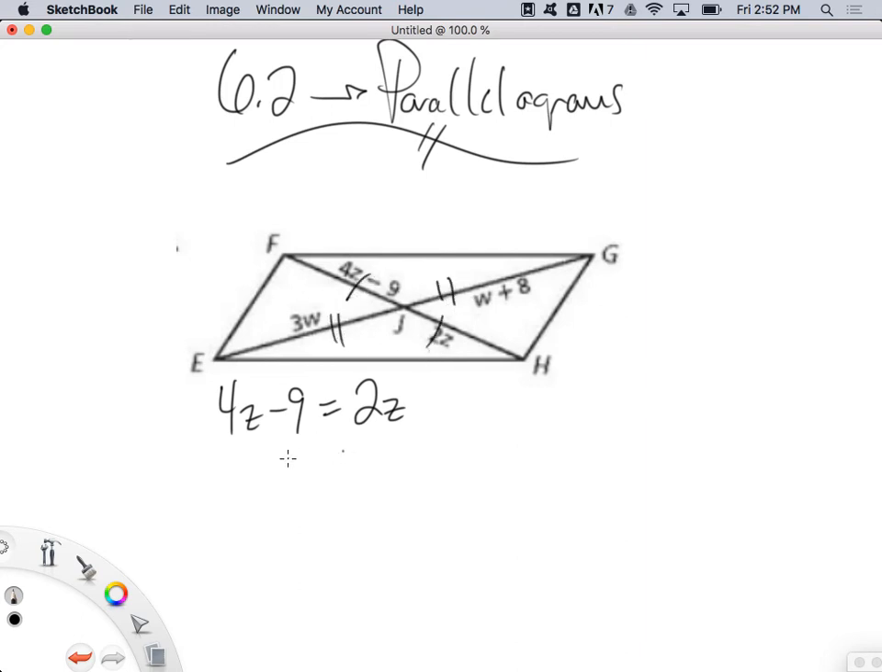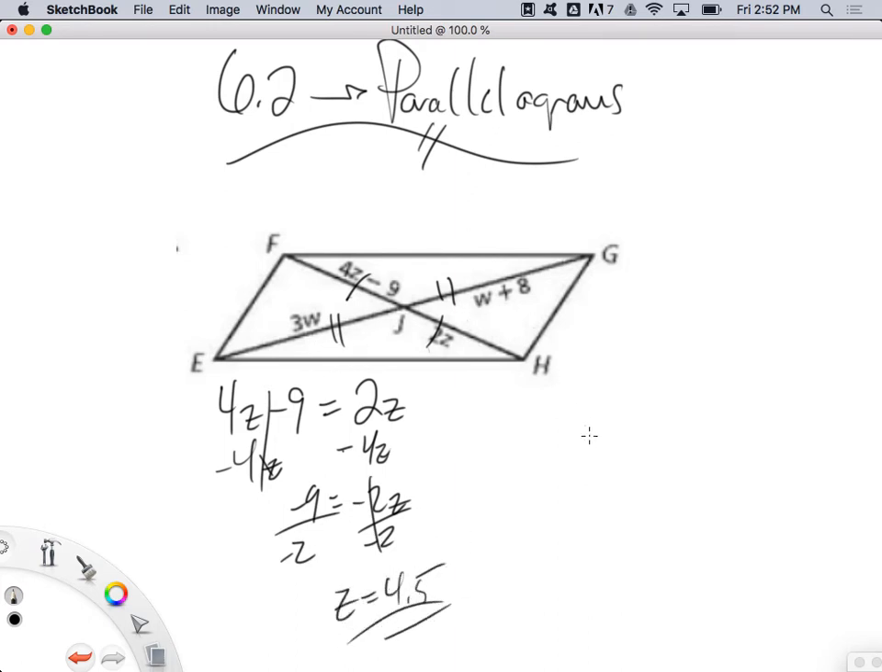So I subtract 4z from both sides. I get negative 9 equals negative 2z. Divide by negative 2. And I get z equals 4.5. Here I set 3w equal to w plus 8. Subtract w from both sides. I get 2w equals 8. Divide by 2. I get w equals 4.